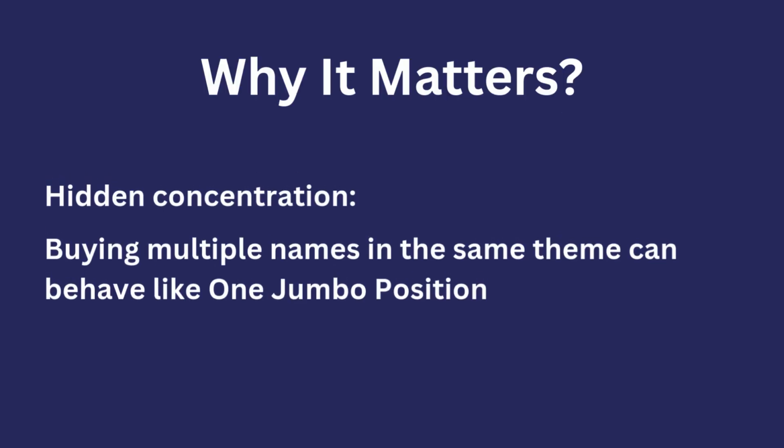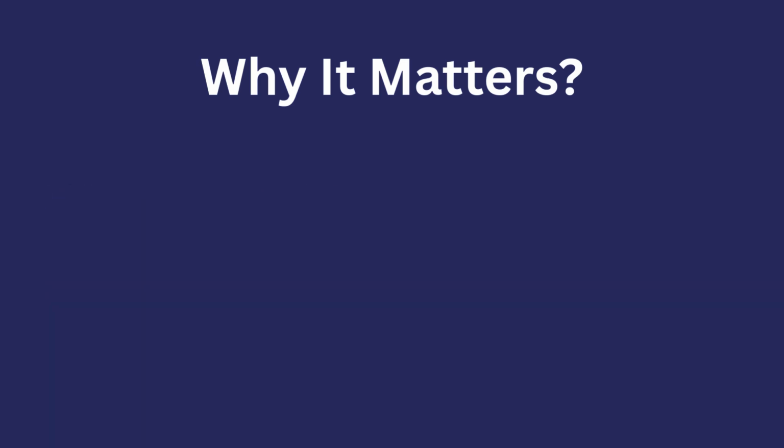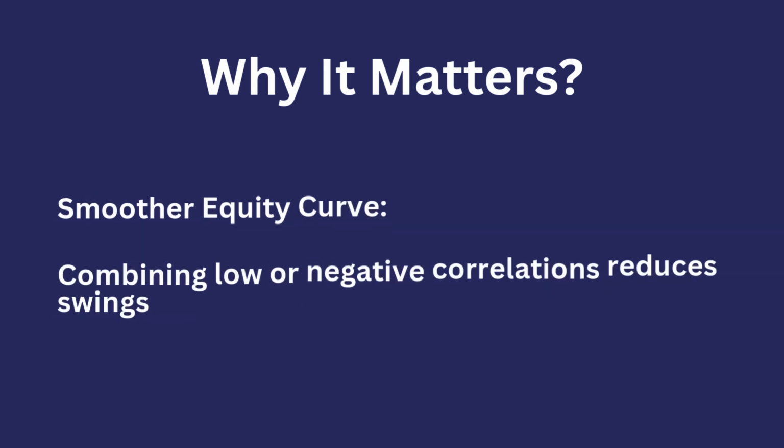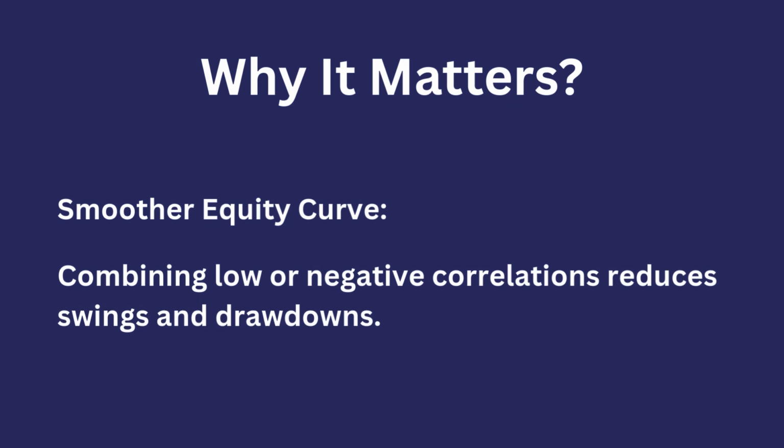So why does it matter? Hidden concentration. Buying multiple names in the same theme can behave like one jumbo position. False diversification: 10 stocks can still be one bet if they are highly correlated to the index. Smoother equity curve: combining low and negative correlations reduces swings and drawdowns.